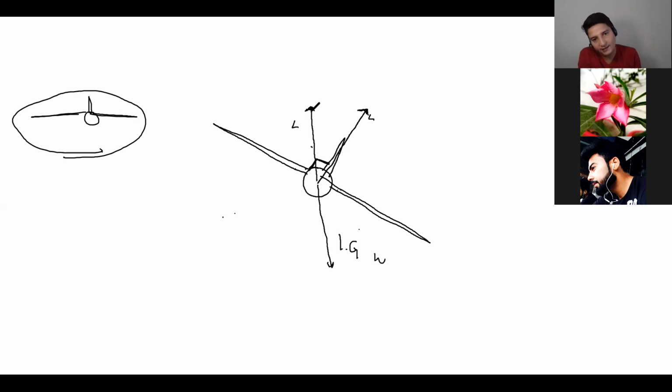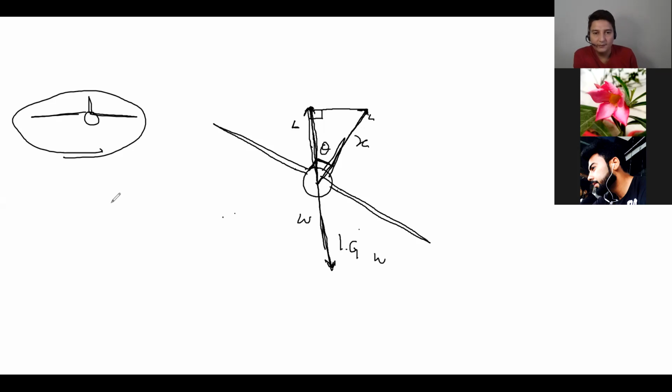So you will see that if I join these two lines, this becomes a right angle triangle, right? We call this lift, and this line at the bottom we call weight, and we want to find x. This angle here, let's call it theta.